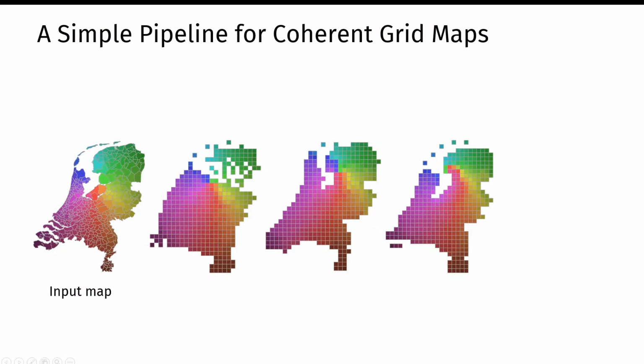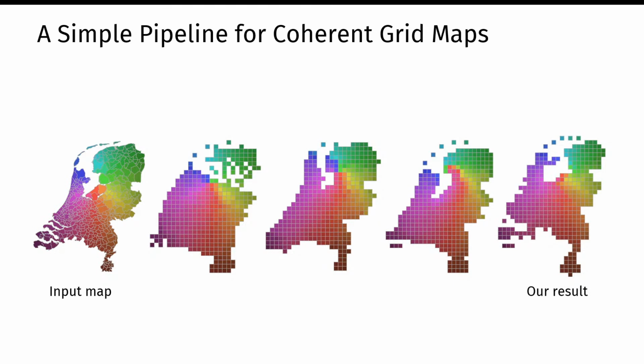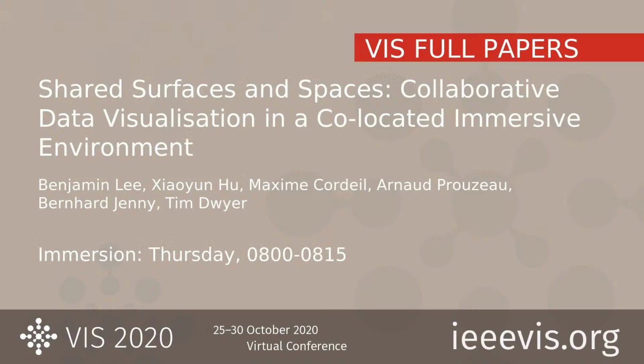A short overview of the presentation for a simple pipeline for coherent grid maps. In a grid map, we transform an input map to a tile arrangement. However, current approaches do not perform well on complex maps such as the Netherlands. We propose a pipeline that generates high quality and coherent grid maps even for complex data using a simple pipeline.